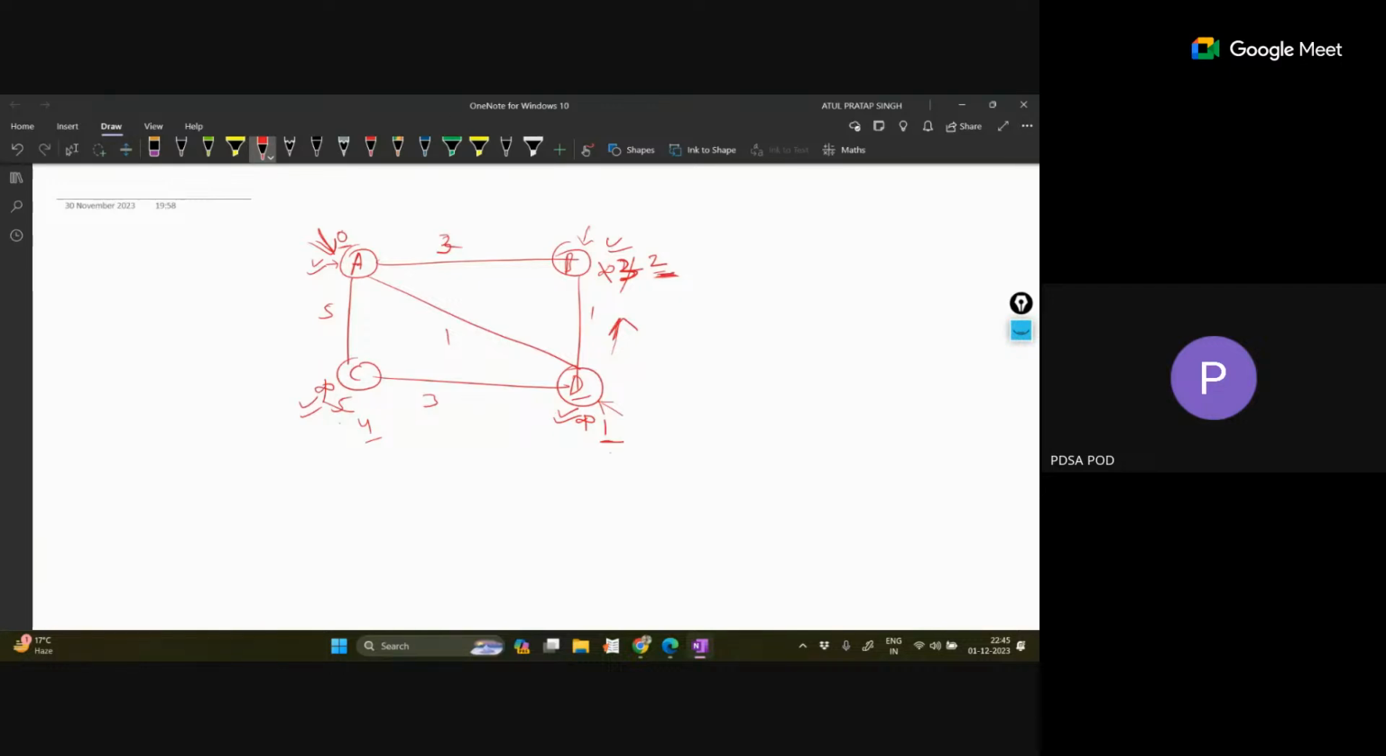A to C we have 4. And the path is A to D and D to C. And A to D is 1 direct. So this is the path information we are getting, the shortest path values.